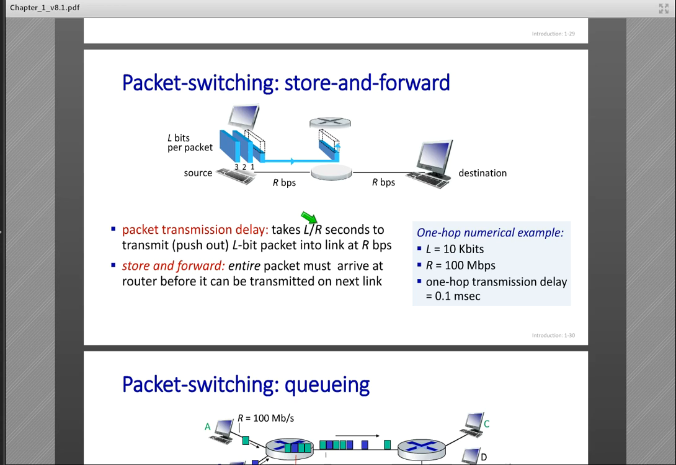So store and forward means that at each hop, we should receive a packet completely and then send it to the next hop. This is store and forward. And we know that transmission delay is L divided by R seconds, for sending a packet from one hop to another one.